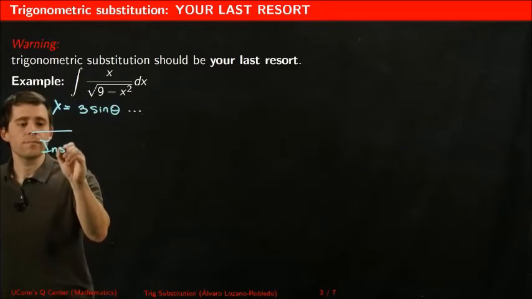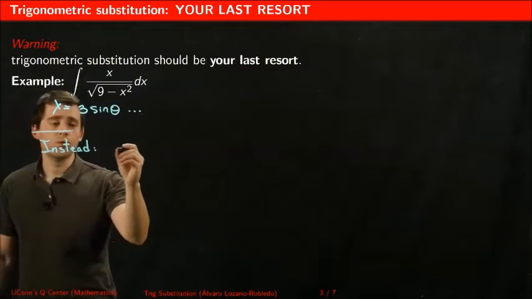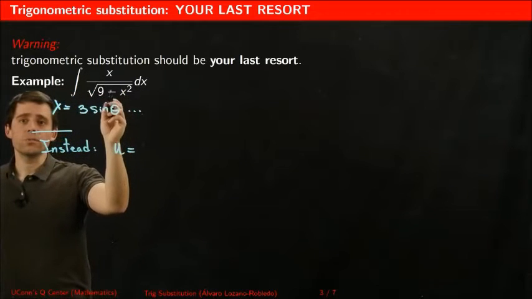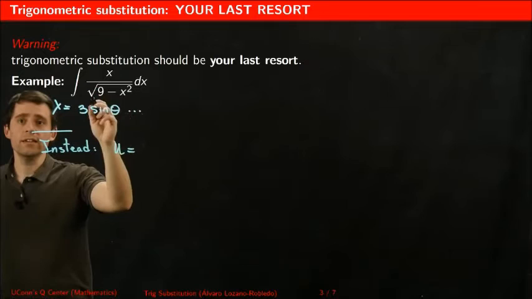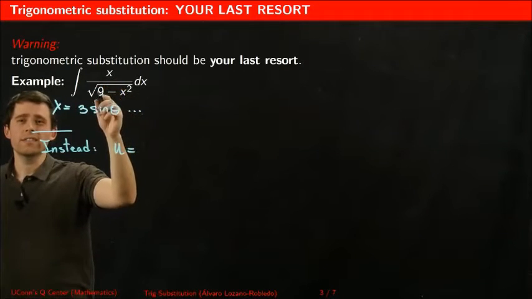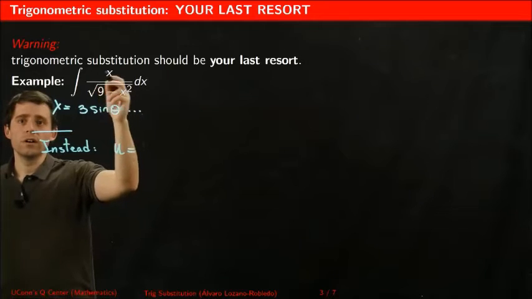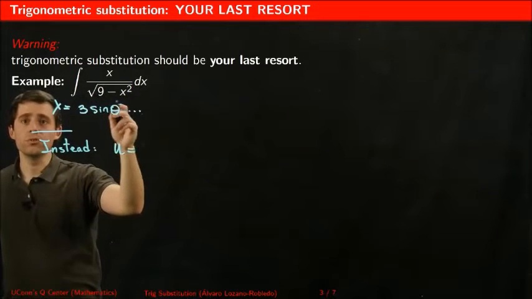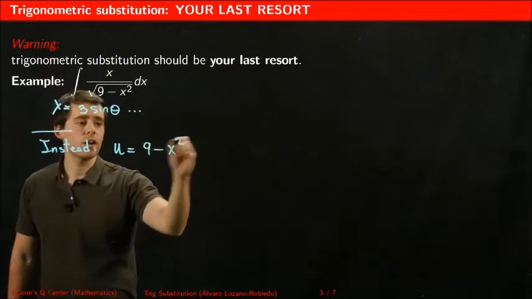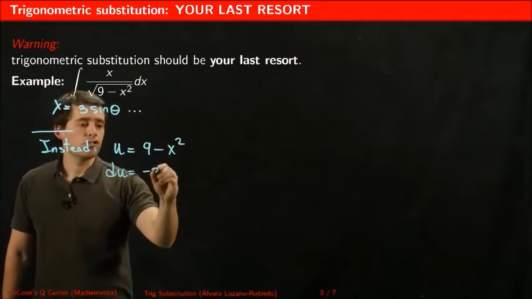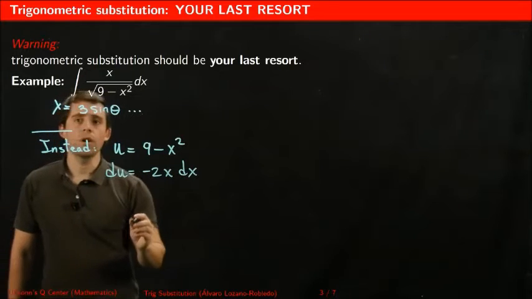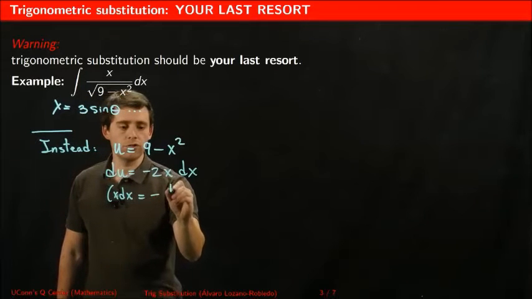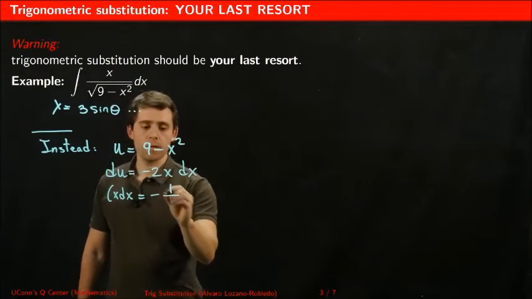So instead, why not do U equals... It's going to be a regular U-substitution, because the derivative of the inside of the square root appears up here. That tells me this is somewhat the result of a chain rule, so I can go backwards using a U-substitution. I'm going to use U equals the inside, 9 minus x squared. Then du is minus 2x dx, and therefore x dx is minus 1 over 2 du.